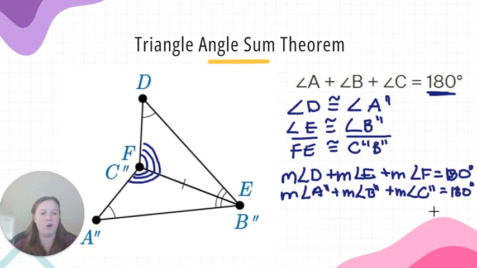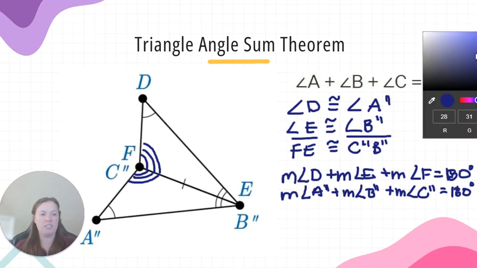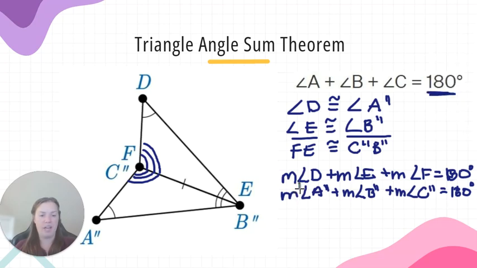180 degrees. So how do we know that the measure of angle F and the measure of angle C double prime are congruent? Well, we're told that the measure of angle D and the measure of angle A double prime are equal to each other. We're told that the measure of angle E and the measure of angle B double prime are equal to each other. That means that when we're subtracting the measure of angle D and the measure of angle E from 180 degrees, we're given a specific number.